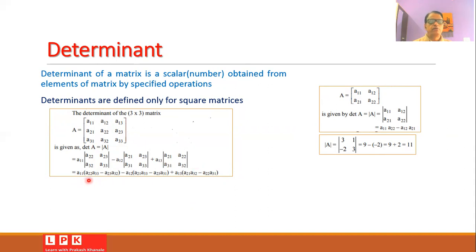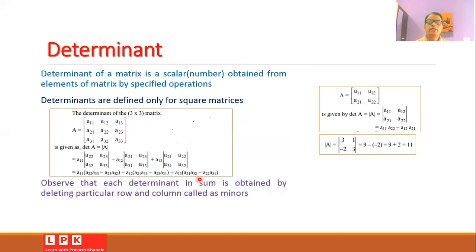So this is nothing but A11 into (A22 A33 minus A23 A32), minus A12 into (A21 A33 minus A23 A31), plus A13 into (A21 A32 minus A22 A31). One can easily observe that each determinant in the sum is obtained by deleting a particular row and a particular column, and this is called a minor. The sign here can be positive or negative, and it depends upon the expression (-1) raised to i plus j, into aij.